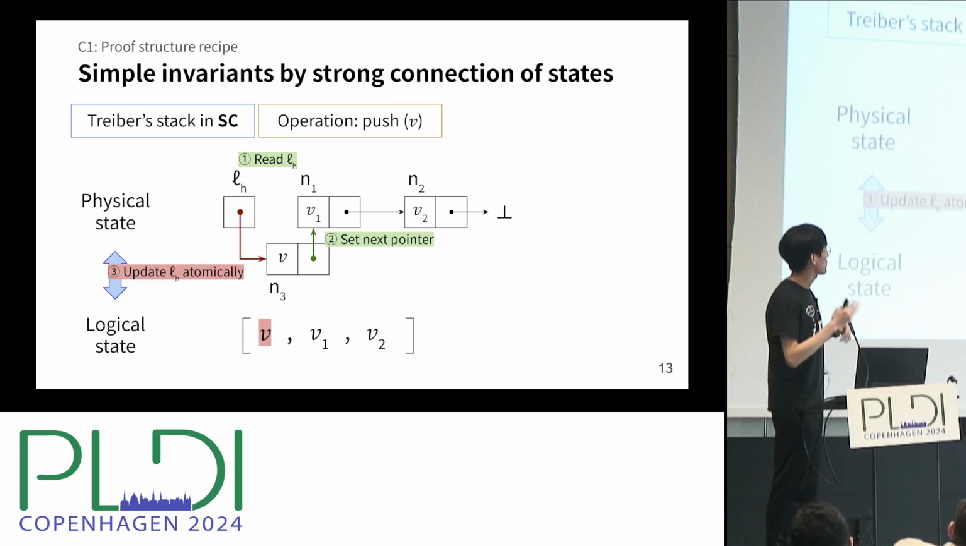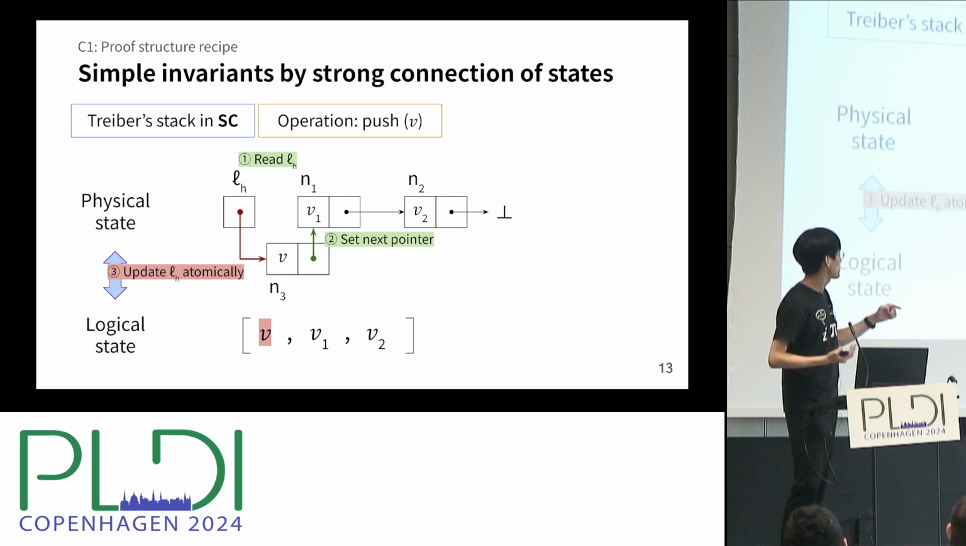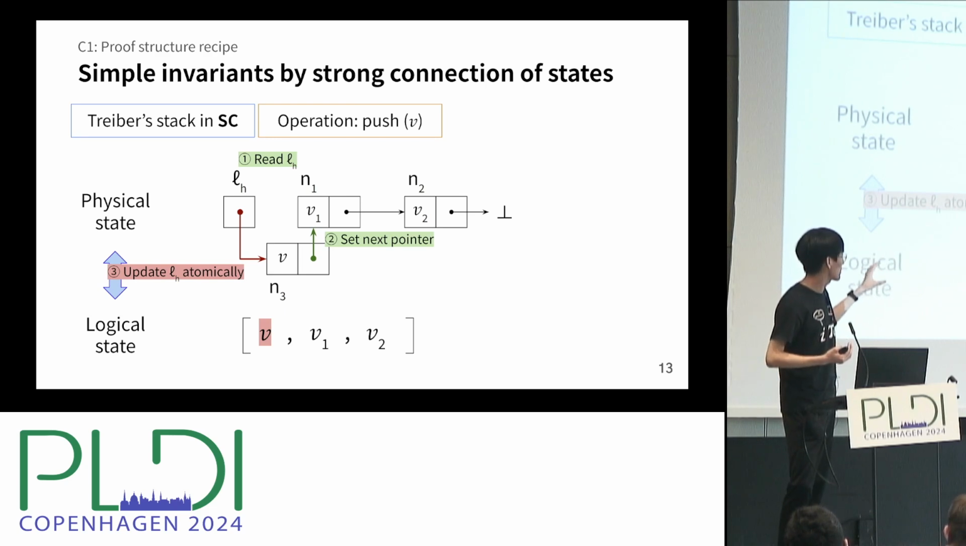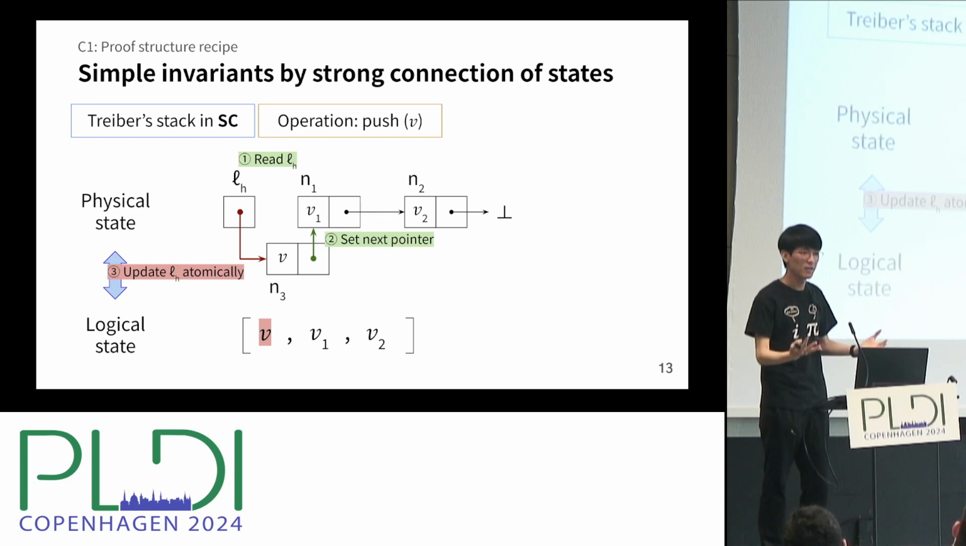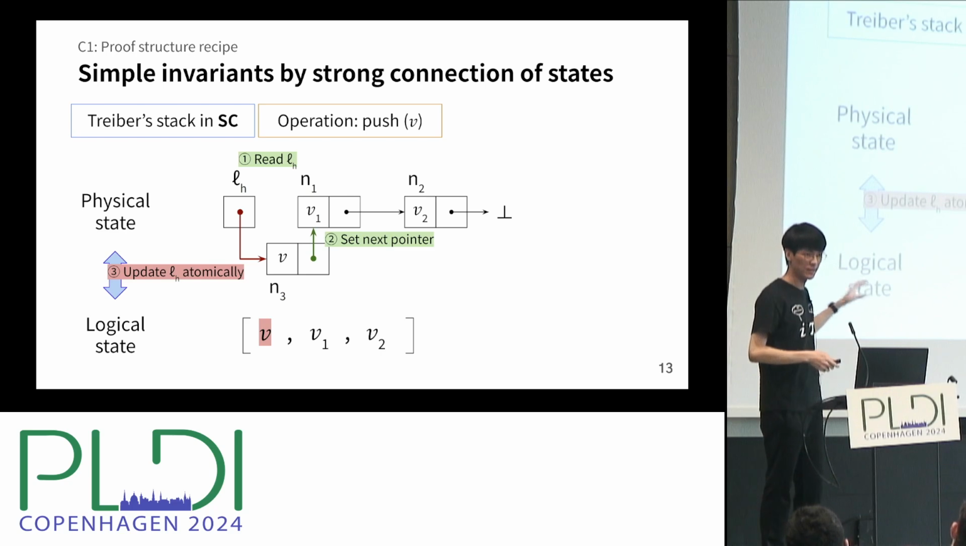Finally, we update the head pointer using atomic instructions like compare and swap. In this case, at the last step of the operation, we update the physical state. And as soon as we update the physical state, we should also update the logical state following our simple invariant. Here, the update of the logical state can be done very easily thanks to our simple connection between physical state and logical state.